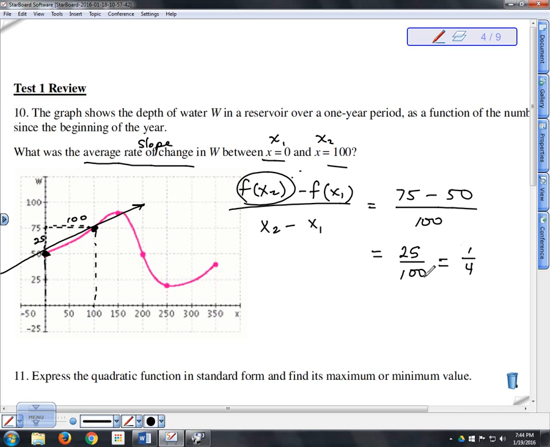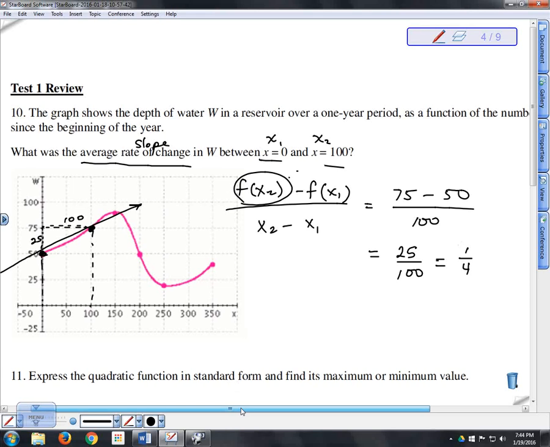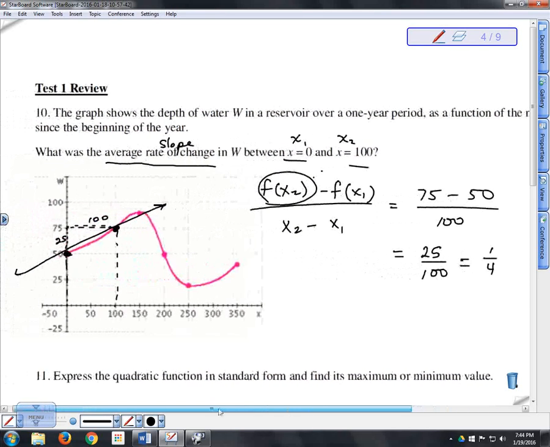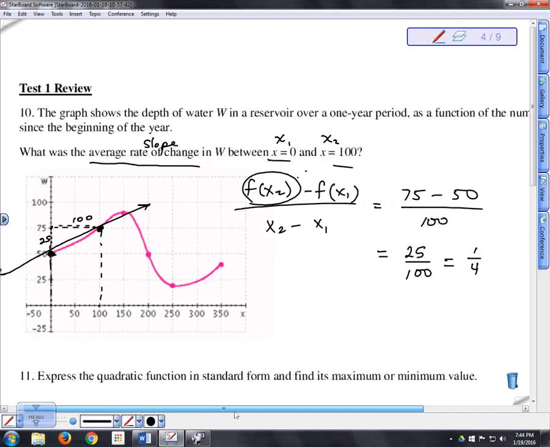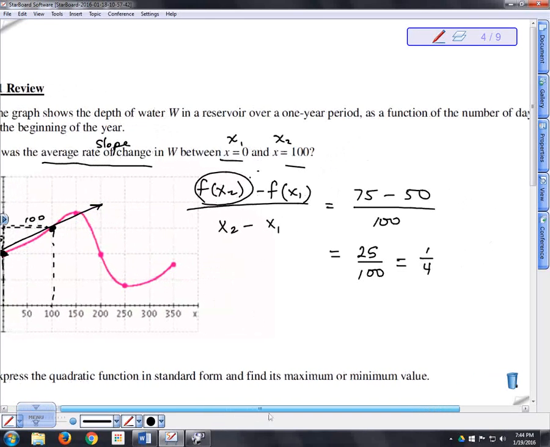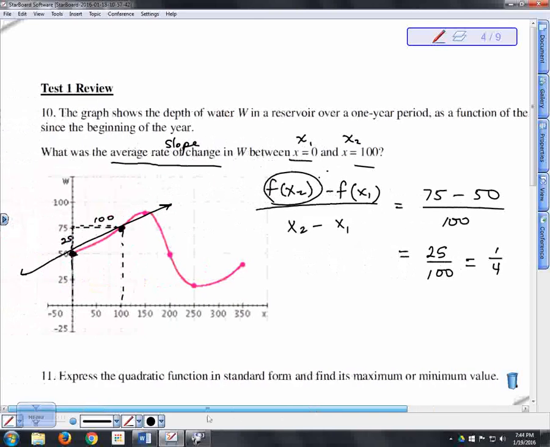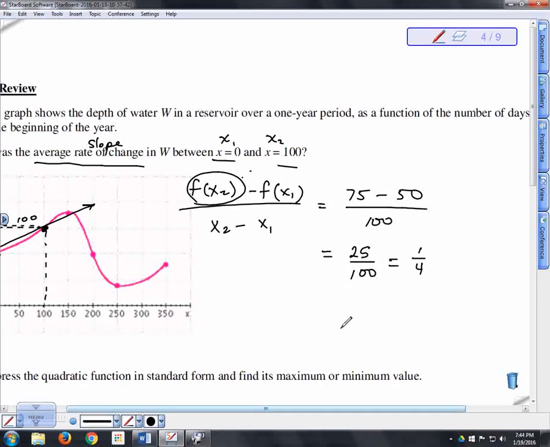So remember the slope is rise over run, so this is the vertical direction. The y-axis here represents the depth of water, and the x-axis represents days. So it doesn't give the depth. It doesn't say whether it's in feet or what. So this question needs to be asked a little more specifically. It should be 1 foot per 4 days.